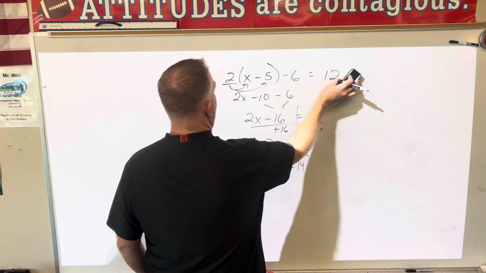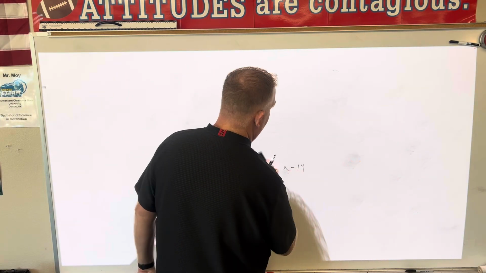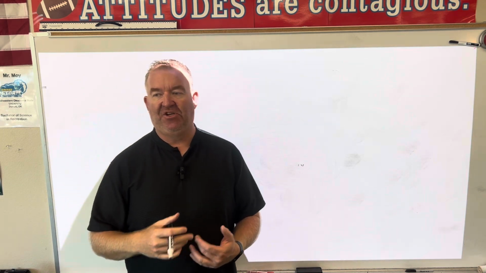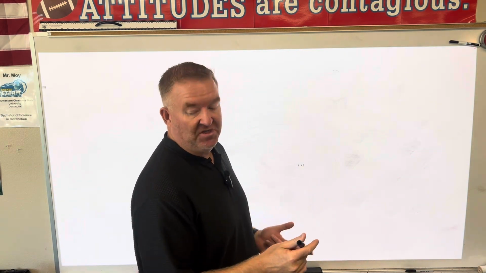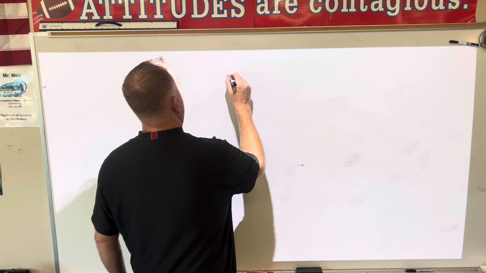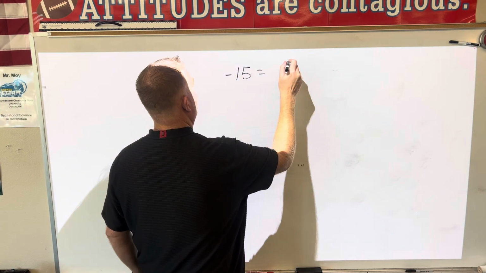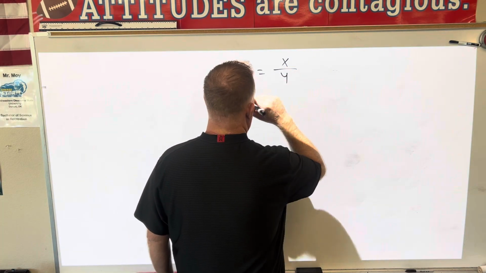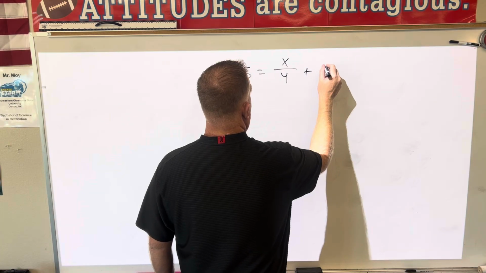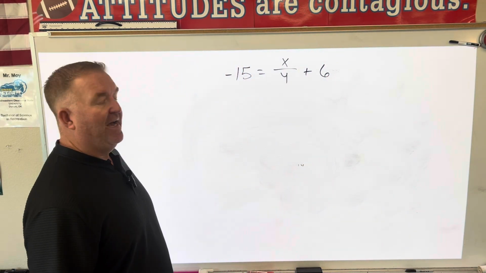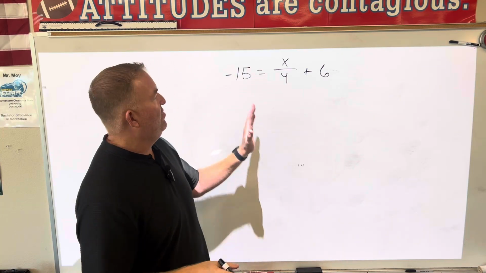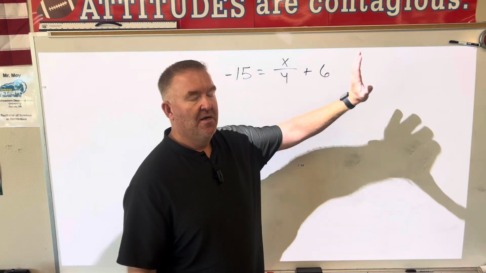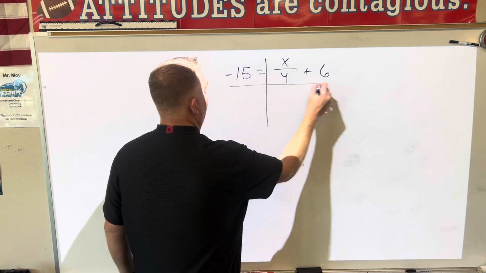Another one. This one's got a fraction. If we're talking about inverse operations, a fraction is division, so the opposite of division is multiplication. So we're going to multiply when we do this. We've got negative 15 equals x over, let's say, 4 plus 6. Okay, and it's going to be backwards. If you want to put equals negative 15 on the other side just to make it easier when you're solving it, please, by all means, do that, okay? But I'm just going to solve it like this.